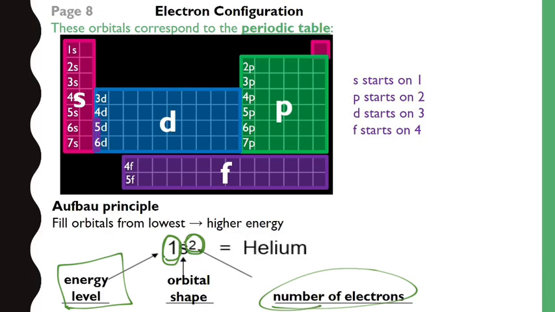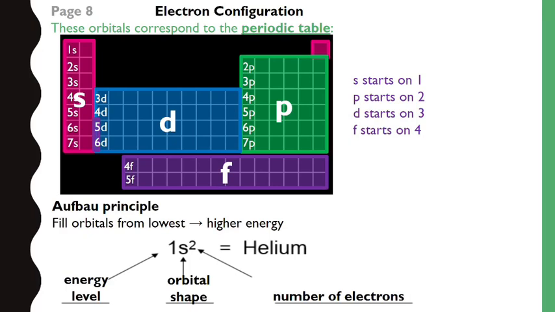So helium, its configuration is 1s2, and what that means is that it has 2 electrons in a spherical shaped orbital on the first energy level. So it's important we don't lose that meaning as we work through this analogy of treating the periodic table like a map and giving directions to our element.